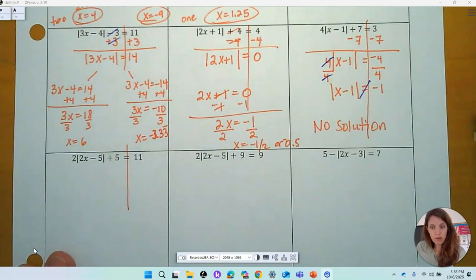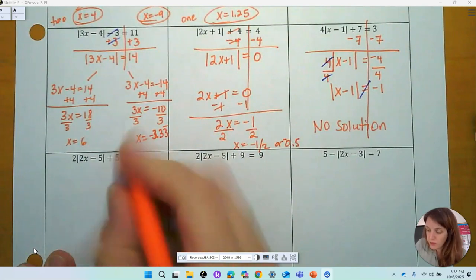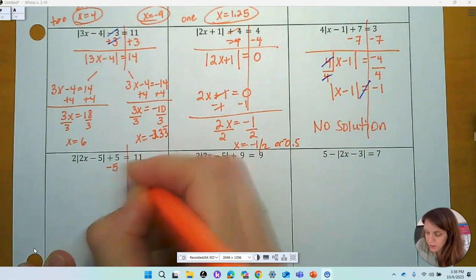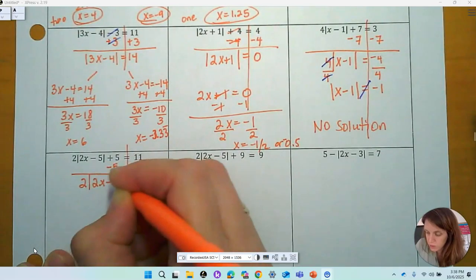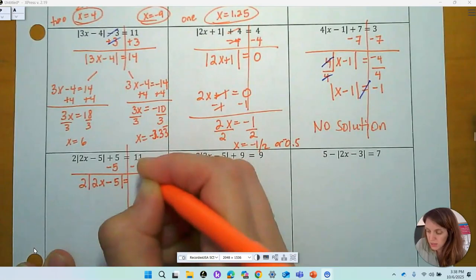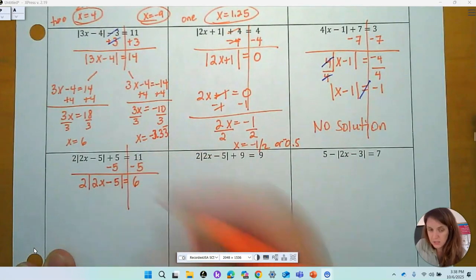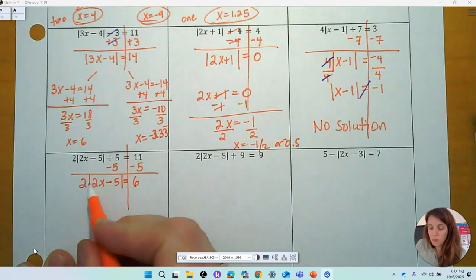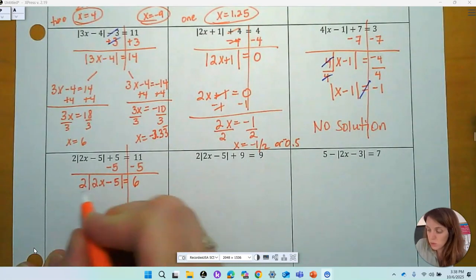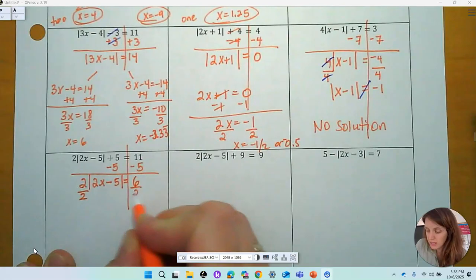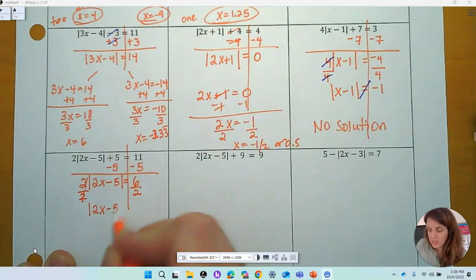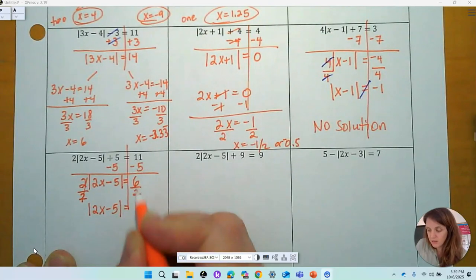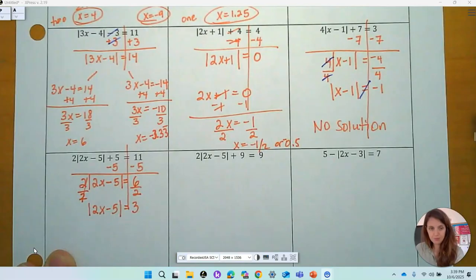So how do I solve? First, for the absolute value symbols, I'm going to move the 5, and I'll end up with 2 times the absolute value of 2x minus 5 equals 11 minus 5 gives me 6. I have a 2 multiplied by the absolute value, so I'm going to divide it, and that gets rid of it. So I have the absolute value of 2x minus 5 is equal to 6 divided by 2 is 3.